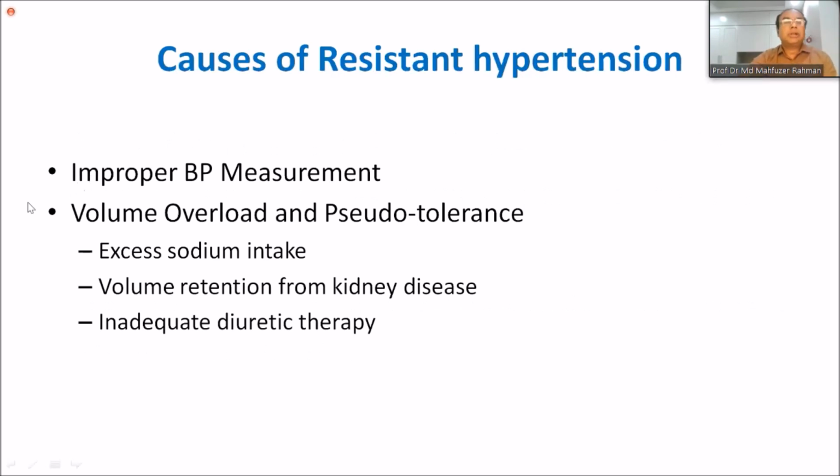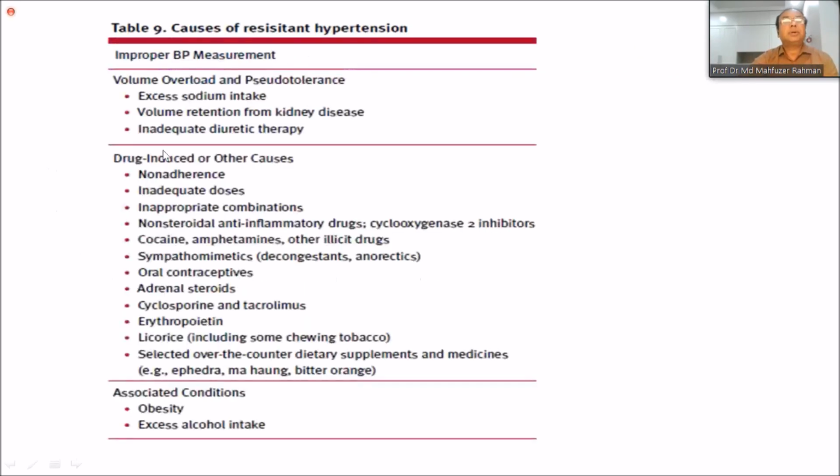The causes of resistant hypertension: improper blood pressure measurement, volume overload, excess sodium intake, volume retention from kidney disease, inadequate diuretic therapy. Improper blood pressure measurement is also important. Certain drugs or other causes like non-adherence, inadequate dose, inappropriate combination, NSAIDs, cocaine, sympathomimetic drugs, oral contraceptives, adrenal steroids, erythropoietin, and associated conditions like obesity are also important. Excess alcohol intake.